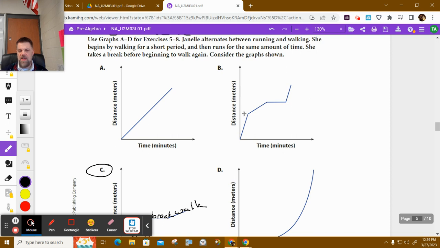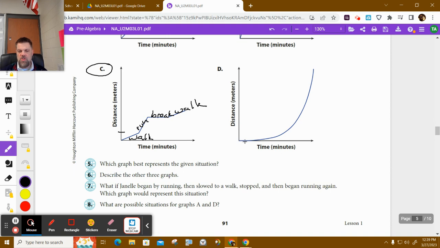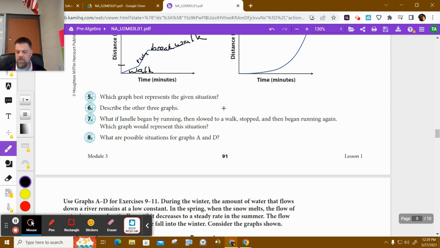This one, she's running, then she walks, then she takes a break, then she runs. This one, she starts off very slow and gradually increases her speed and increases her speed and increases her speed. So 5 says, which graph best represents the situation? C. Describe the other graphs I just did. A is a constant rate.